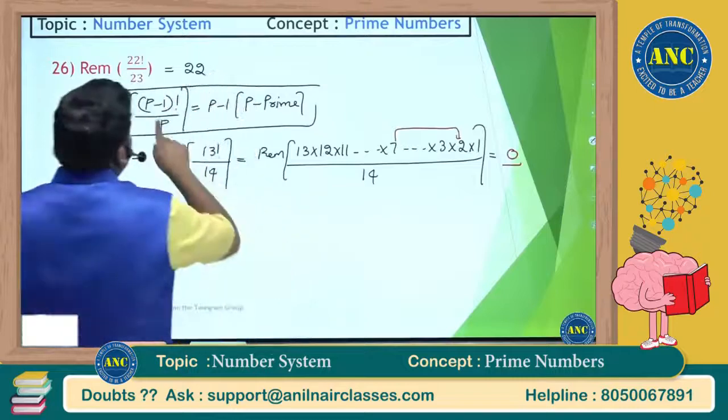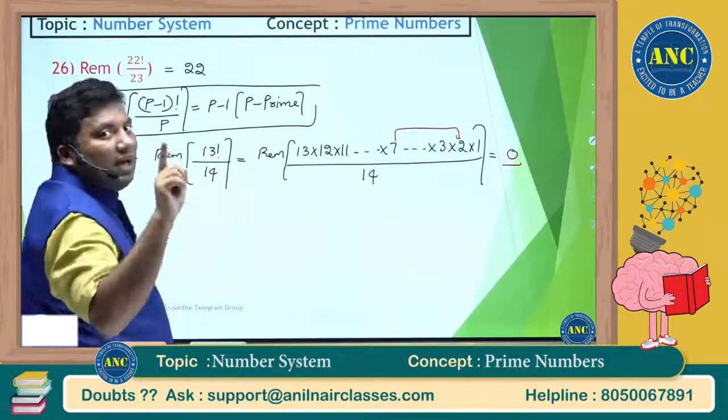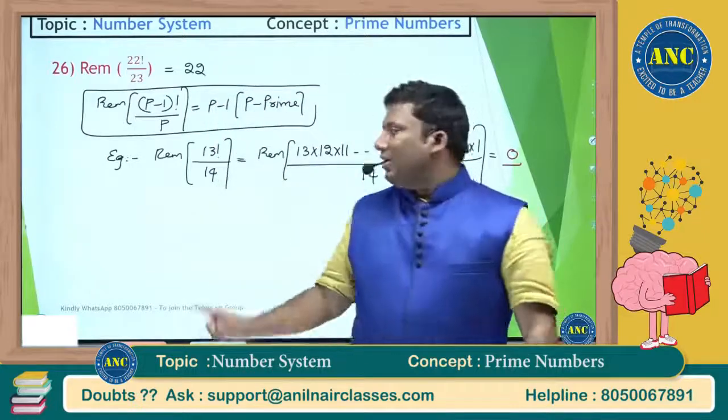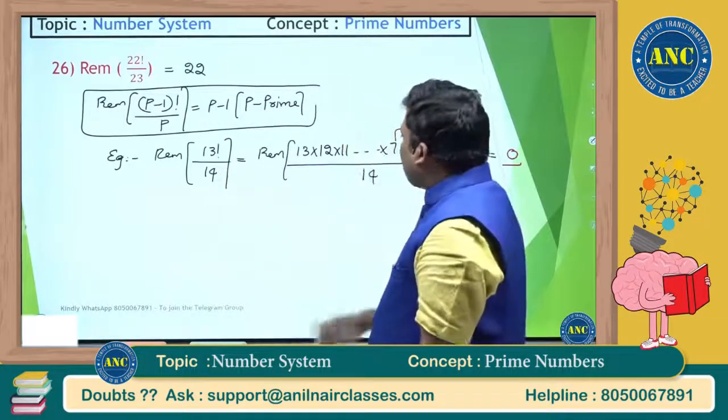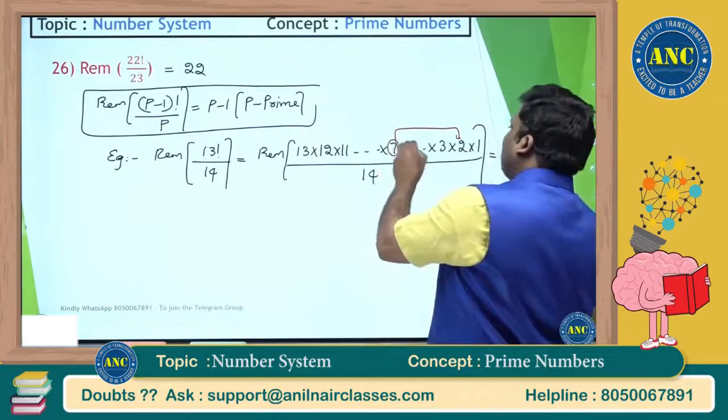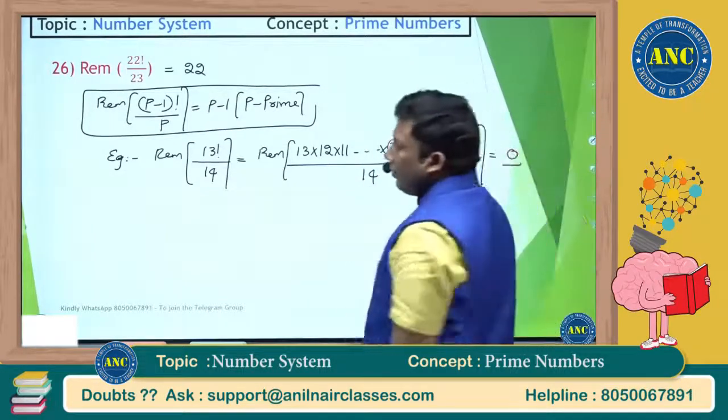Please note, the denominator should be a prime number for that rule. Here the denominator is 14. Is 14 a part of 13 factorial? Definitely yes. Here 7 is there, and here 2 is there.